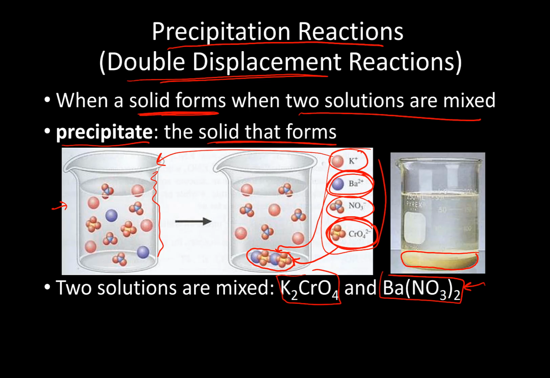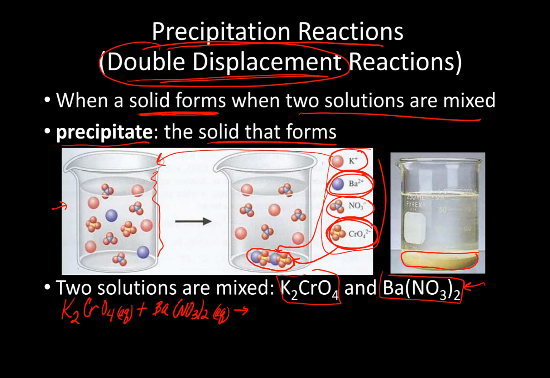So the precipitation reaction that happens here is you're mixing this potassium chromate, and it's a solution of potassium chromate. So the subscript there is aqueous. You're mixing it with a solution of barium nitrate, and that's aqueous. So when they mix together, what double displacement means is basically the ions switch place.